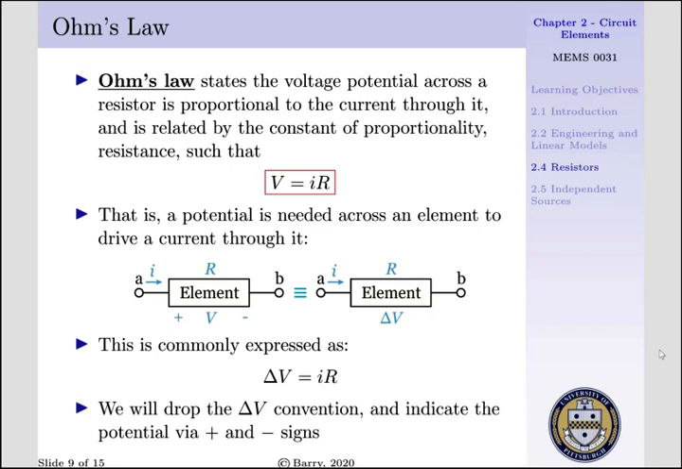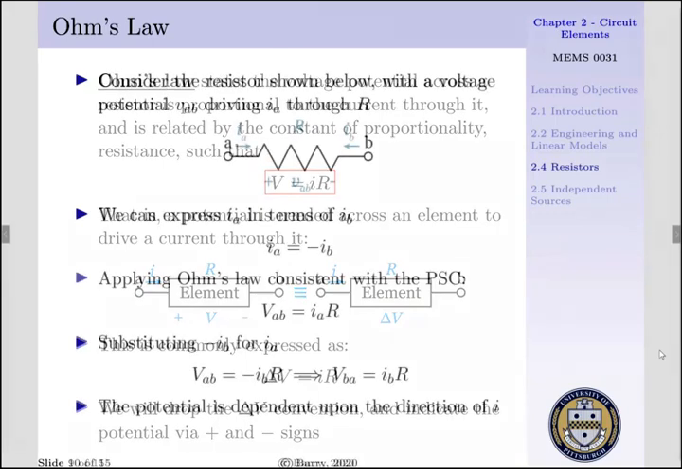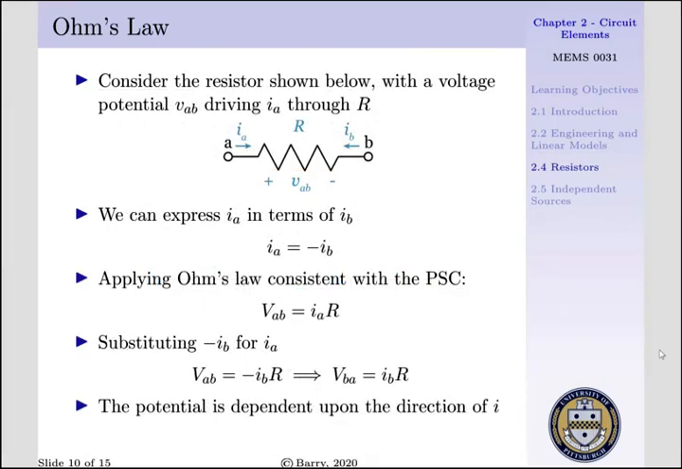Thus, Ohm's law is commonly represented as delta V is equal to IR. We are going to drop the delta convention and indicate the potential via plus and minus signs. Now, let's consider the resistor shown below, with a voltage potential VAB that's driving a current IA through a resistor with a resistance R. We can express IA in terms of IB, where IA is equal to minus IB.